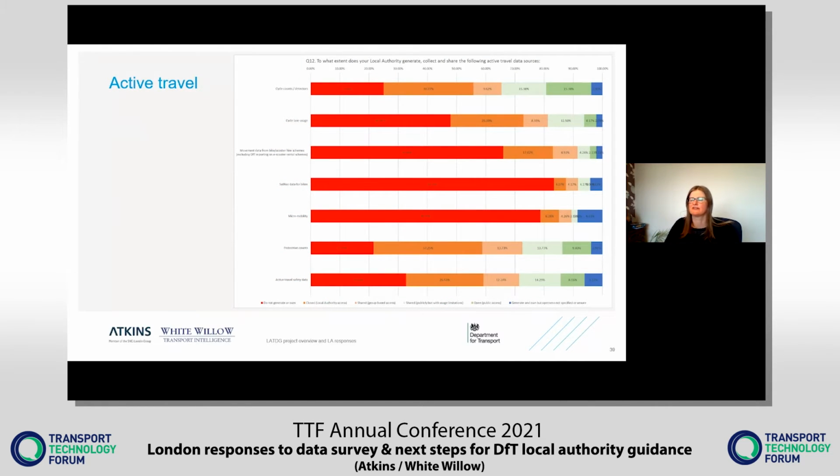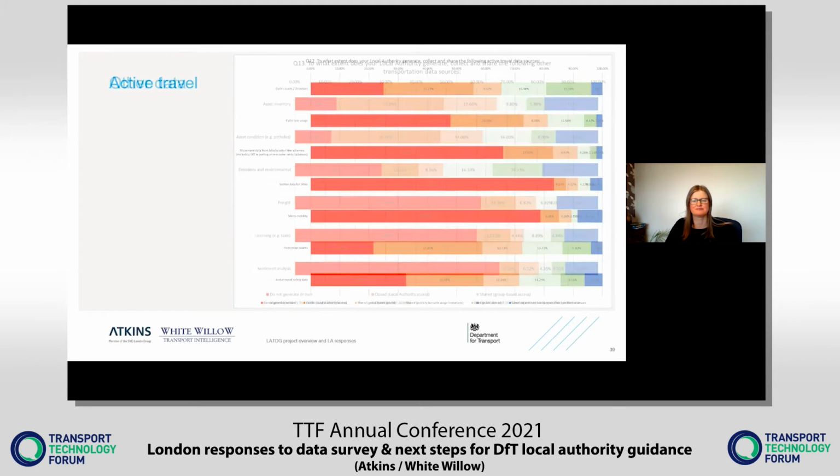So this is looking at active travel, and this is back to all local authorities. It shows that a lot of authorities don't generate or own active travel data, which is probably not surprising as it's a relatively new, innovative type of data. However, and again probably for the same reason, where it does exist, it seems more likely to be shared. Perhaps that's because, being innovative, it's more likely to be considered something that should be shared and is important. Okay, next slide.